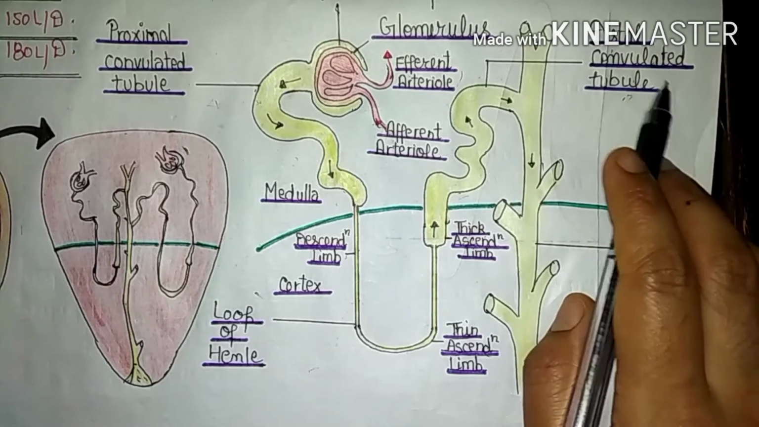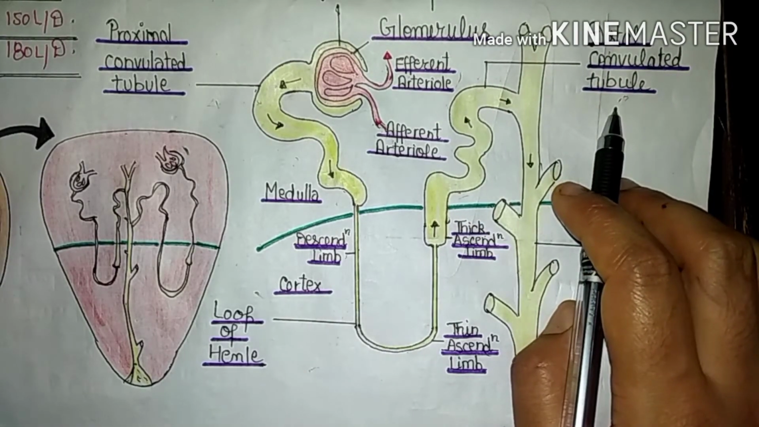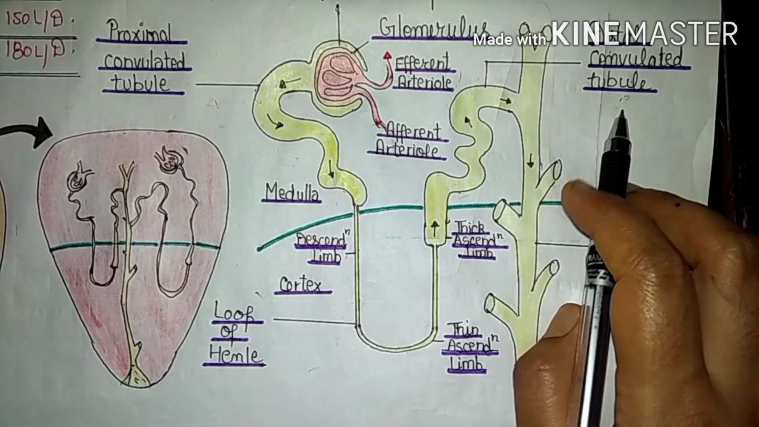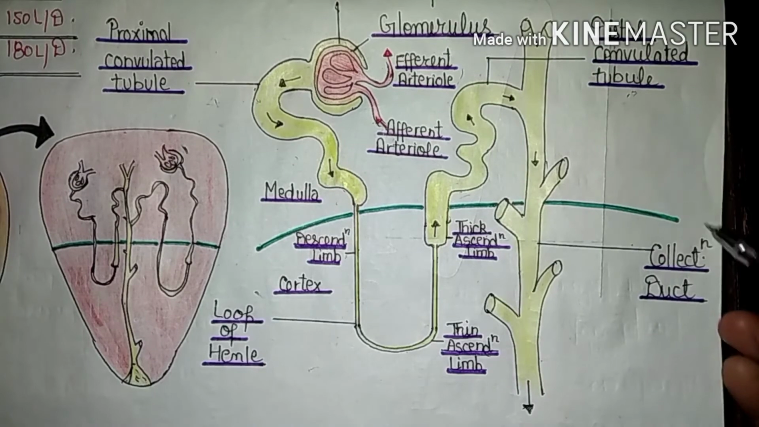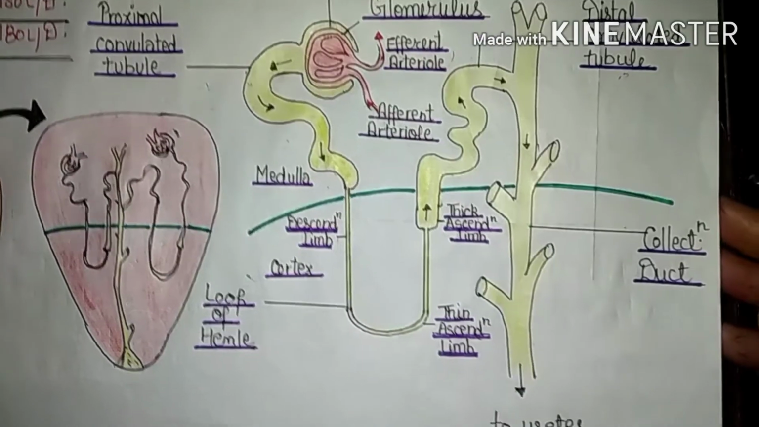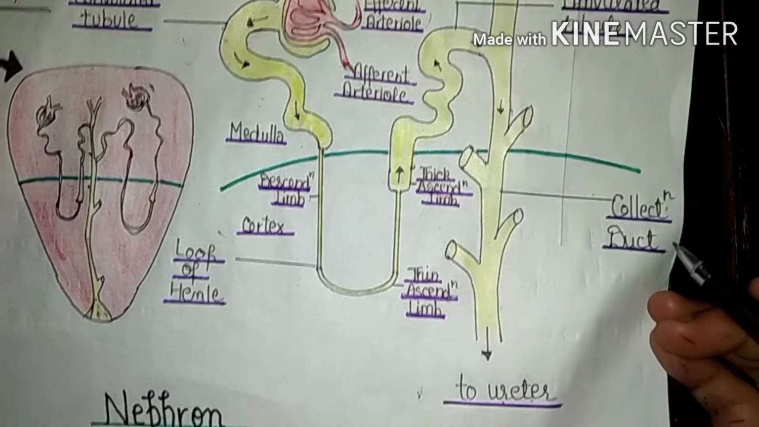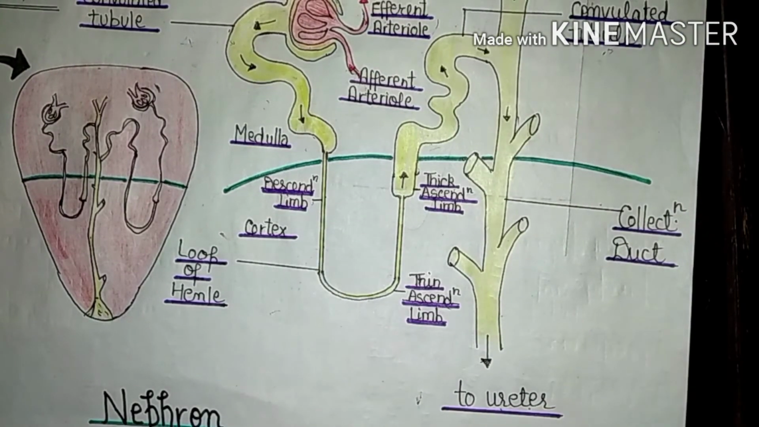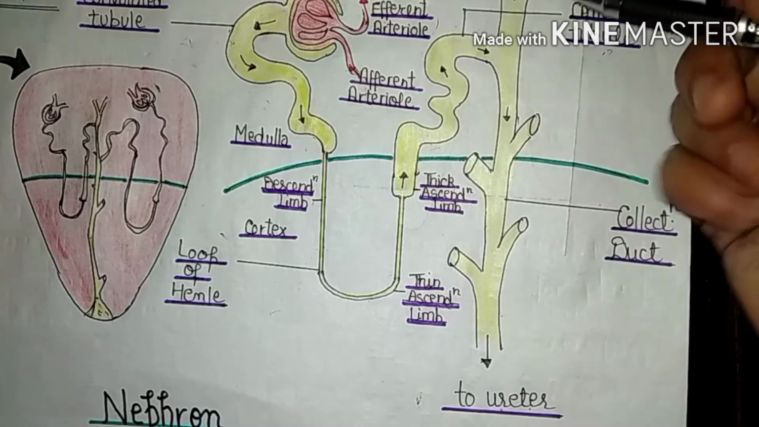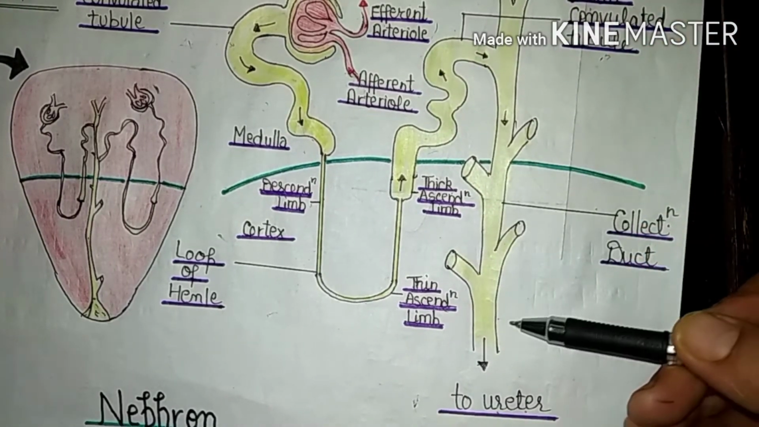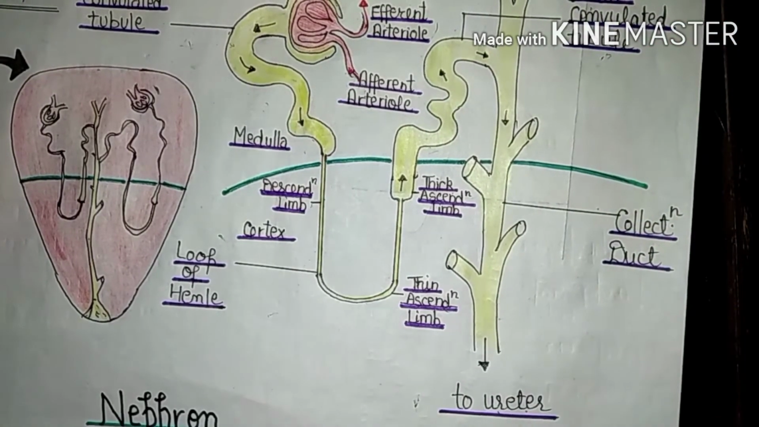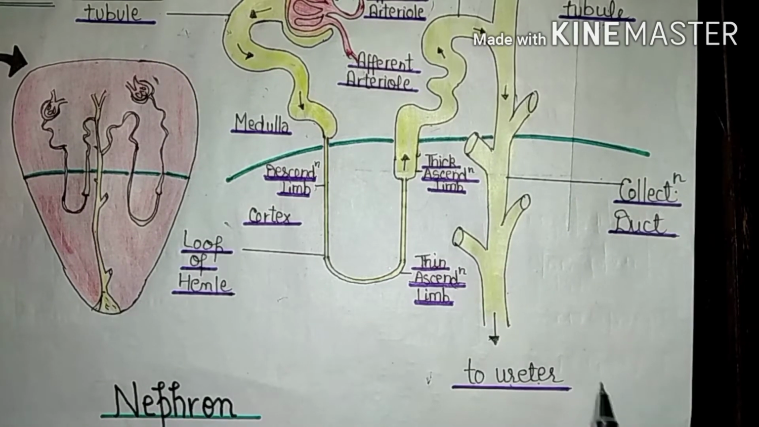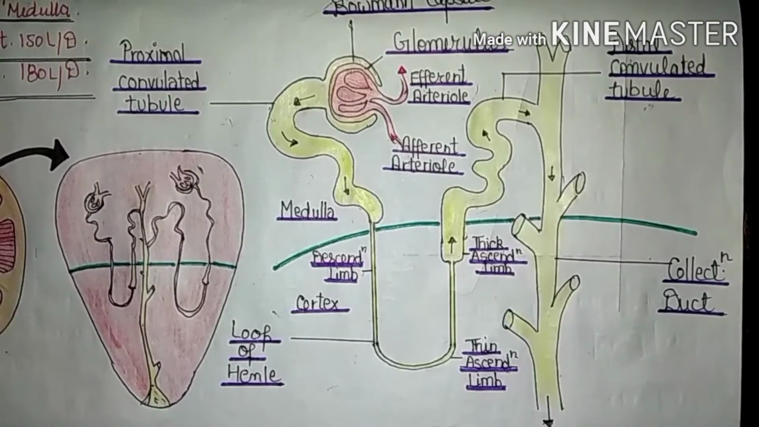Here is the distal convoluted tubule, which regulates pH by absorption of bicarbonate and protons. The collecting duct is also present over here, and it is responsible for the collection of urine. After reabsorption and secretion, the urine is collected in this collecting duct, travels to the ureter, and from the ureter is transported through the urethra to the outside.